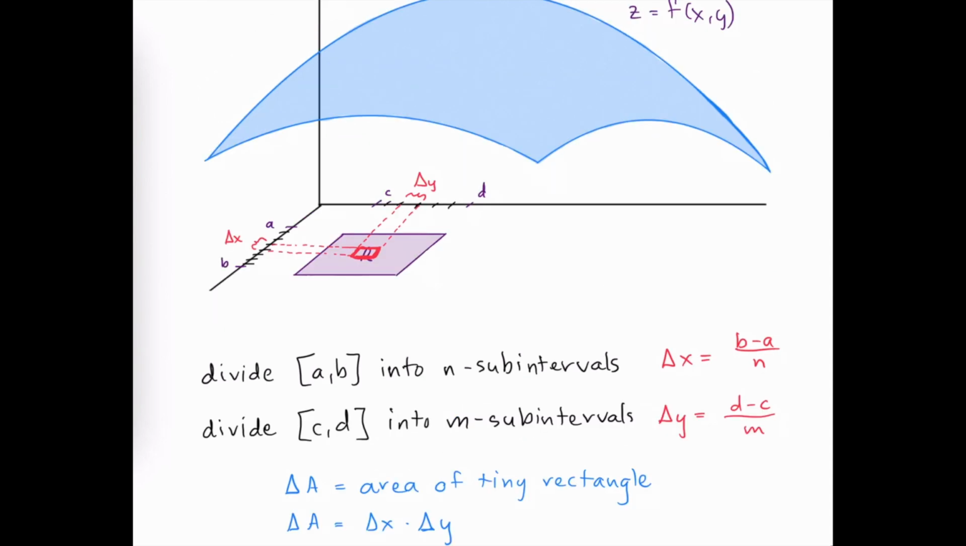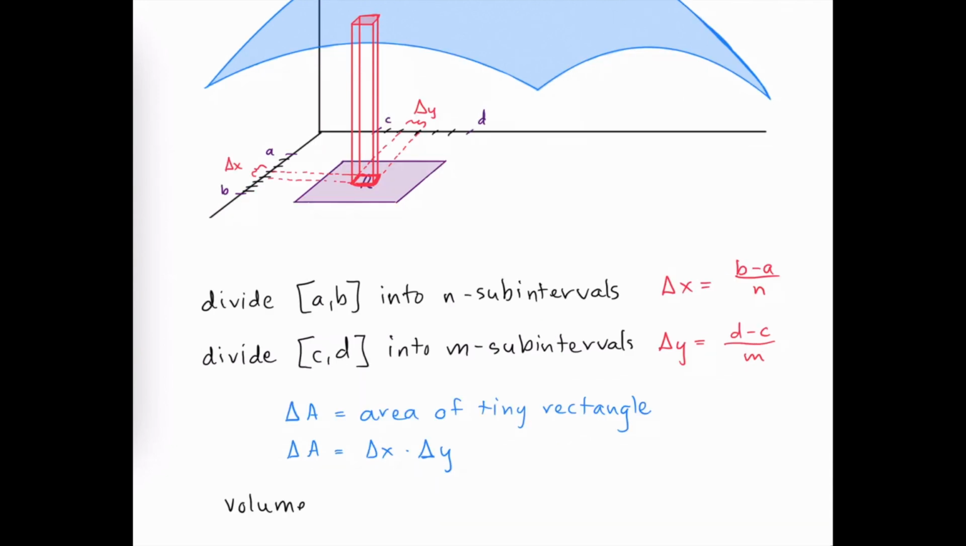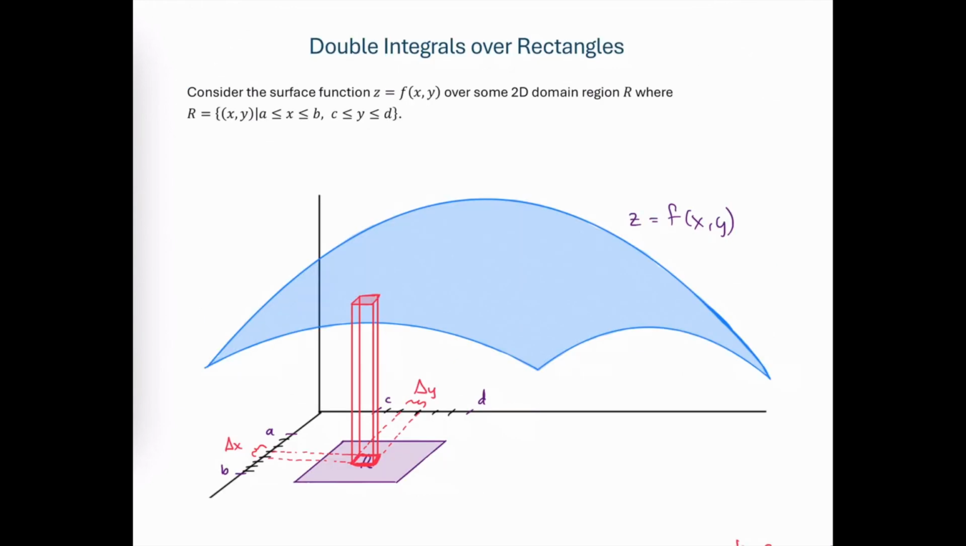Now we can think about the four corners of this little tiny rectangle as flying up to the surface. Now, if delta x and delta y are sufficiently small, we can think about this as being a flat-topped rectangular solid. Now let's recall that the volume of a rectangular solid is going to be the area of the base multiplied through by the height. Now the height of this rectangular solid is going to be determined by the function value of the surface, or the output value, when we plug in some domain element that's inside this little tiny rectangle.